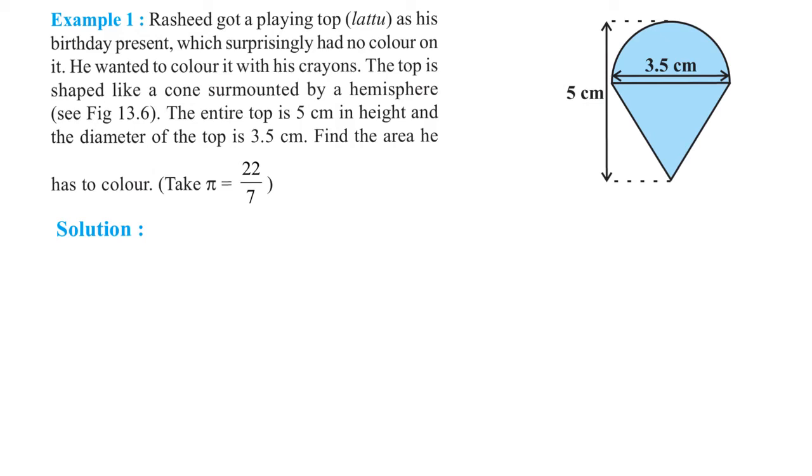Let's try this problem. Rashid got a playing top as his birthday present, which surprisingly had no color on it. He wanted to color it with his crayons. The top is shaped like a cone surmounted by a hemisphere, as you can see in the figure.